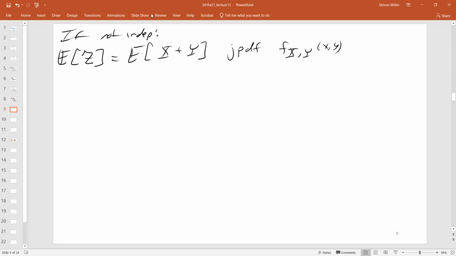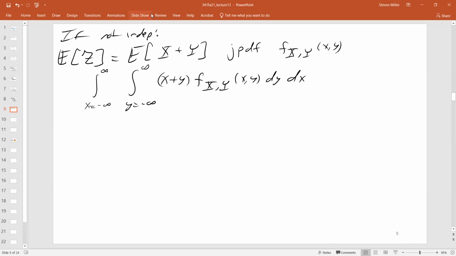And that's what we have to work on. So what I would want to do is integrate x goes from minus infinity to infinity, integral y goes from minus infinity to infinity, x plus y times fxy of x, y dy dx. And so I take each pair x, y and I weight it by the sum. And I want to integrate this over all possibilities. So this is going to give me two integrals.